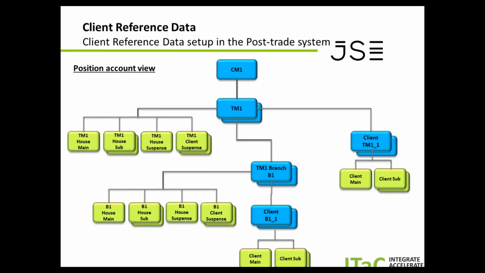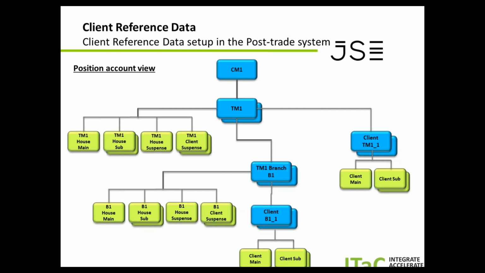Good day, everybody. I'm just here to show you guys the position account view that will happen in RTC. So as the trade comes through from MIT, it will hit RTC. As you can see there's your clearing member, there's your trading member. That's your trading member, so that will be a trading member ABC. He will have a house account, a house sub, a house suspense, and the client suspense. He can also have a branch, could be ABC branch 1, and they will also have their own position accounts as per the current system.